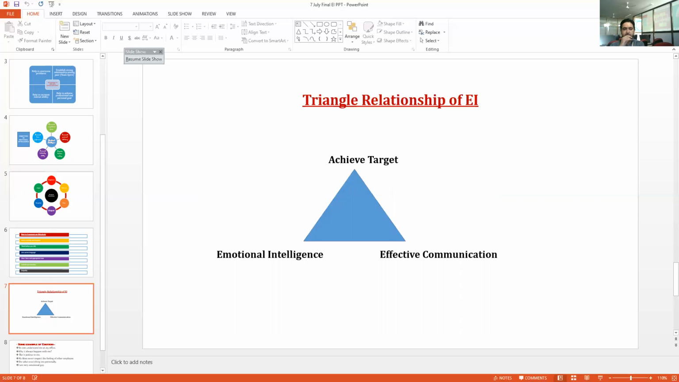If you show your emotion as per emotional intelligence, yes, it is a positive point. If you communicate very effectively as per the time, the person, and the place, then it will help to achieve your target. It will help to identify your objectives. It helps to fulfill your purpose. So that's why, if these two pillars are very strong, it will help to achieve your target. That's why it is known as the triangle relationship of emotional intelligence.